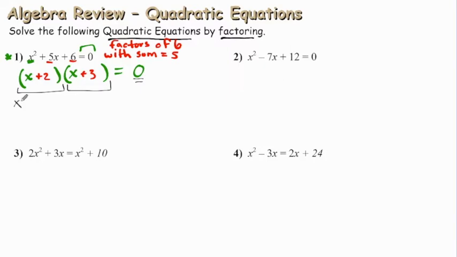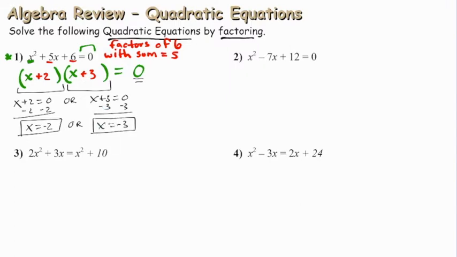So either x plus 2 is equal to 0 or x plus 3 is equal to 0. And when you solve each of these, we can subtract 2 from both sides here. We get x is equal to negative 2, or here we can subtract 3 from both sides. We get x is equal to negative 3, and those are our two answers to our quadratic equation.